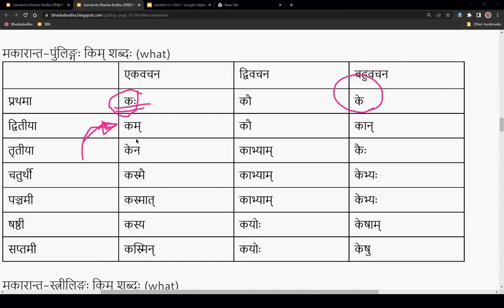Question. So kam is used in conjunction with parvatam. Parvatam kam. The parvatam is dvitiya, and kam also you want to use dvitiya. Then you have kau, kan. Then kena. Kena we have already seen. Kena hastena khadati. Kabhyam, kaihi. Kaihi mitraihi saha milati.